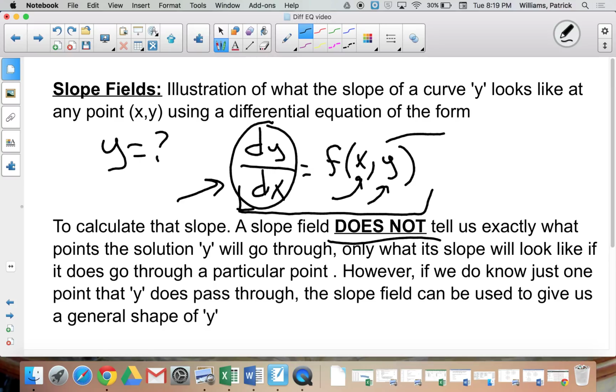However, these can be very useful because if we're given an initial condition, we can make up a slope field. And with an initial condition, that basically tells us a point that our solution will go through, and we can therefore use the slope field to get a general idea of the shape of our solution y to our differential equation. So let's start talking about them, and let's start actually looking at slope fields.